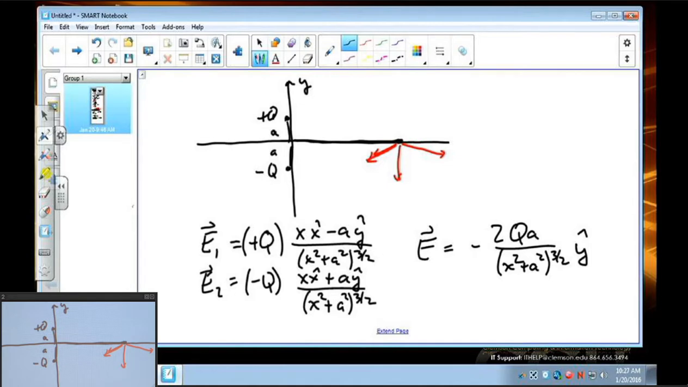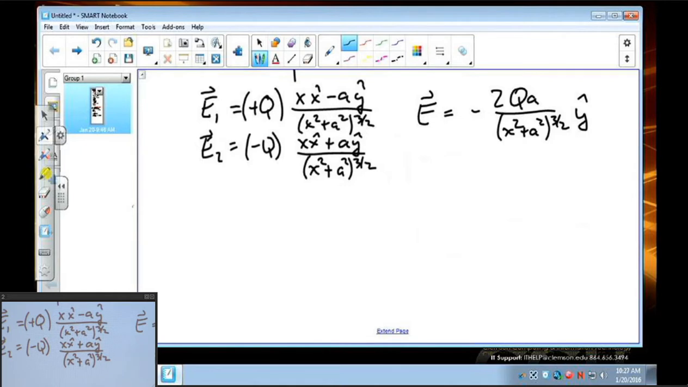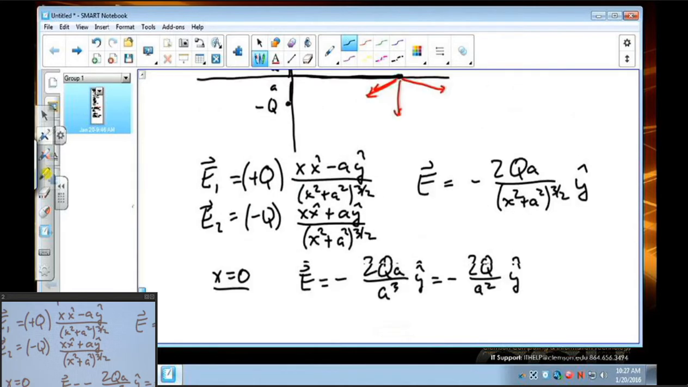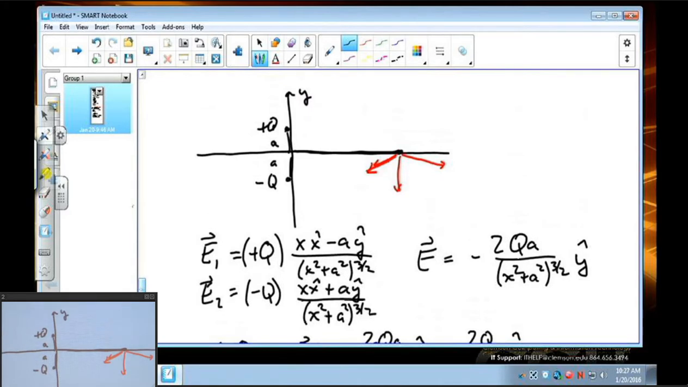And in fact, suppose we take x equals 0. That's kind of an interesting case. If x equals 0, the electric field is minus 2qa over a cubed y hat, or in other words, minus 2q over a squared y hat. Can you see why that ought to be the case? If you go up here and you're looking at a point right here at the origin, I want to know what the electric field is.